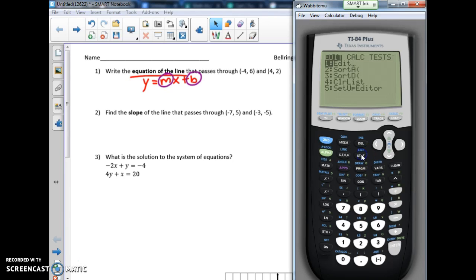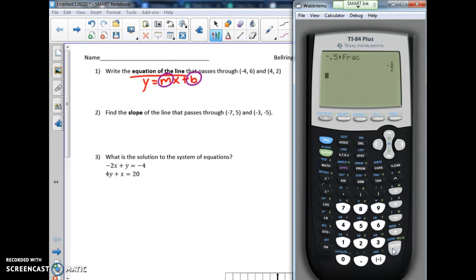and then we're going to hit stat again, we're going to go over to calc, and we're going to choose number 4. It says LinReg, it stands for linear regression. And then we're going to go the whole way down to calculate, and it spits out an a value and a b value. If you look at that a value, it's -0.5. If I want to switch that to a fraction, I just type -0.5 and then math, enter, enter.